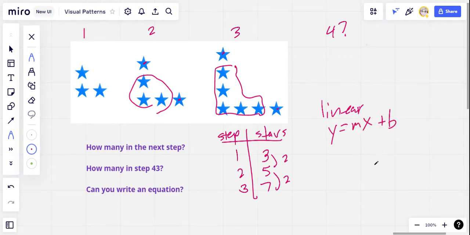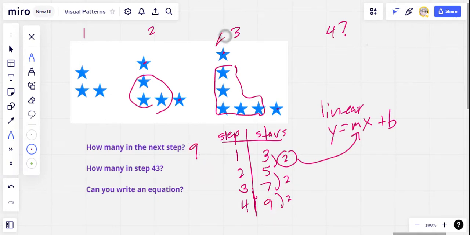so we can use this equation for a line, y equals mx plus b. This change from step to step, this rate of change, is going to go in where the slope goes in for the line, and then we'll just figure out what the extra something that we have to add is after we've done that part. But before we jump into the equation, I think you can probably predict step 4 pretty easily. So this is just going up by 2 every turn. So 7 and 2 would be 9. So step 4 should have 9 stars.